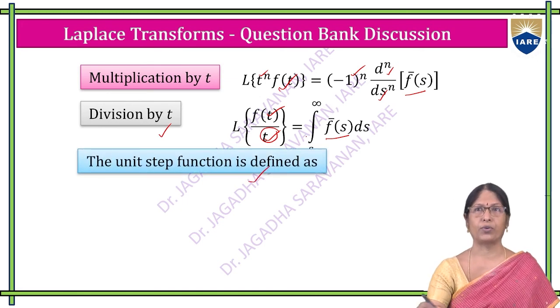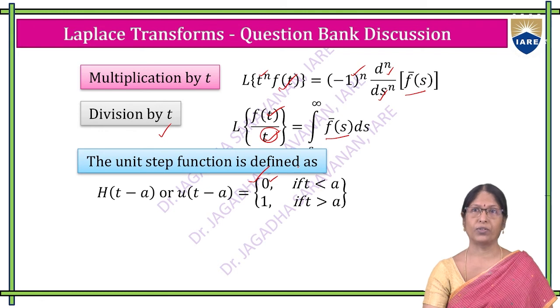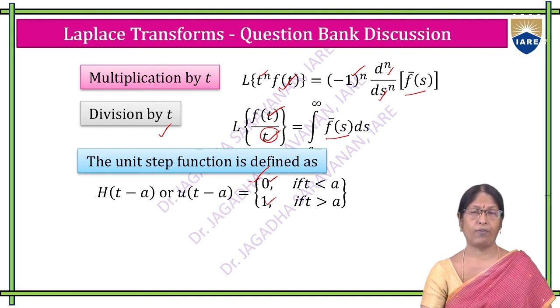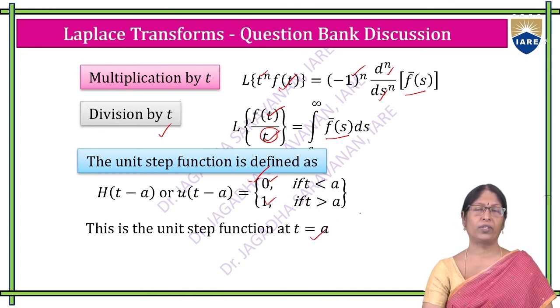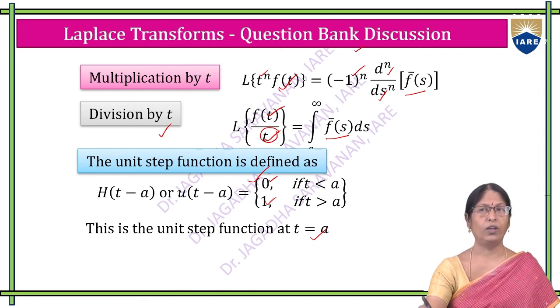The unit step function: if t is less than a, the function is 0, and if it is greater than a, the function is 1. That is the unit step function at the point t equal to a. So these are the formulas to remember from our question bank.